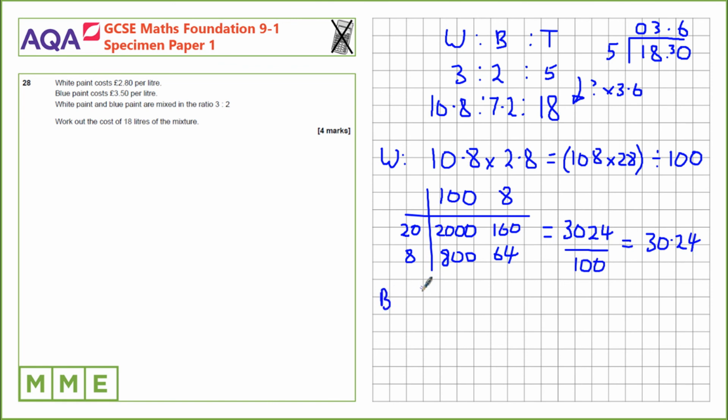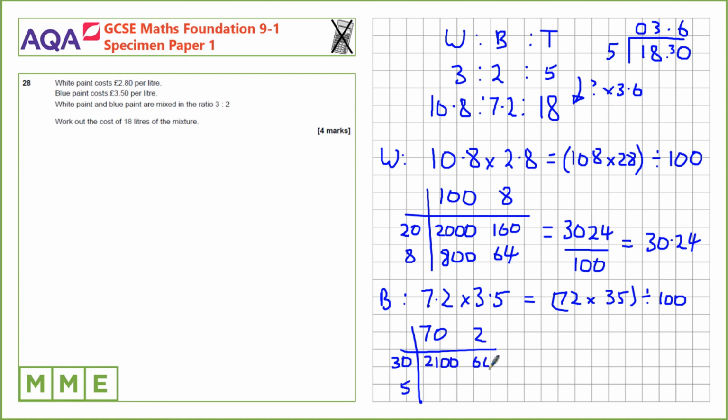If we do the same for blue, we get 7.2 times 3.5, which we're going to rewrite again as a calculation with whole numbers, so 72 times 35 divided by 100. We have 70 and 35. So 70 times 30 is 2100. 30 times 2 is 60. 70 times 5 is 350. And 5 times 2 is 10, which gives us a total of 2,520. We need to divide by 100 again, which equals £25.20.